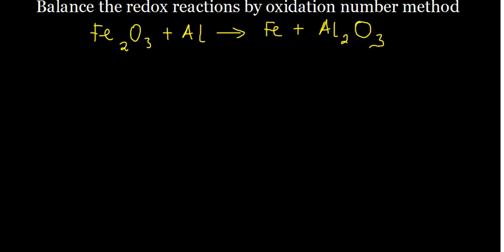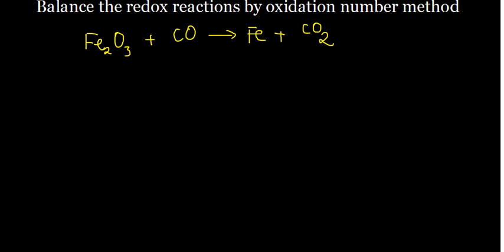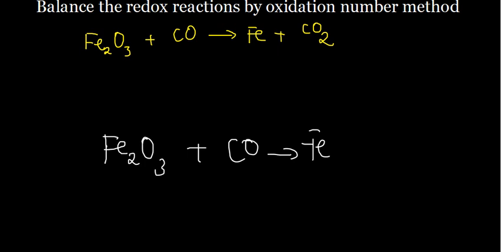Let's consider this one. It's the same question. Let's consider this one. So the oxidation number for oxygen is negative 2. Since this one doesn't have any charge, that means that carbon should be positive.